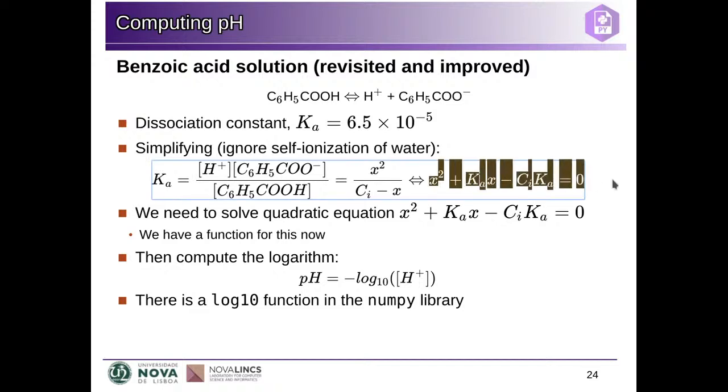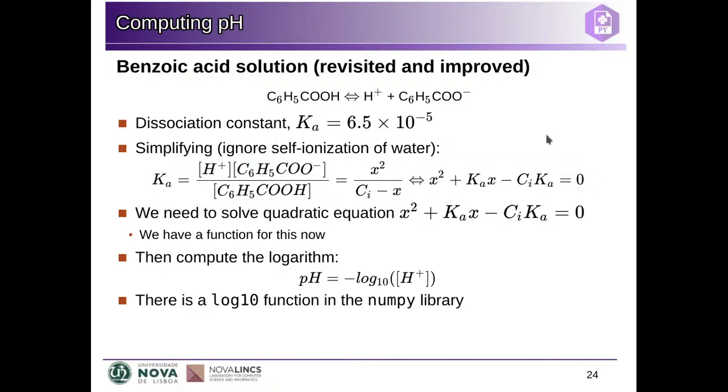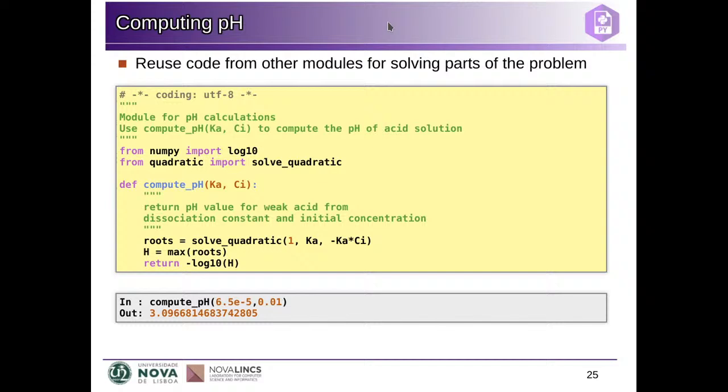So you have this expression here. We have to use the formula for solving the quadratic equations. And we also had to compute the logarithm of base 10 of the concentration of these hydrogen ions. And we were doing that approximation to the logarithm and so on. But there is a log10 function in the NumPy library, and we have written a function for solving the quadratic equation. So instead of doing everything again by ourselves, we can greatly simplify the task of computing the pH of the solution by importing from the NumPy module this log10 function.